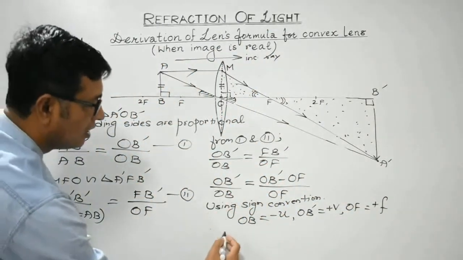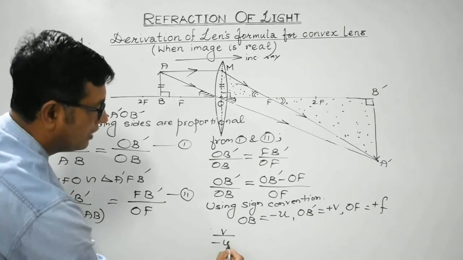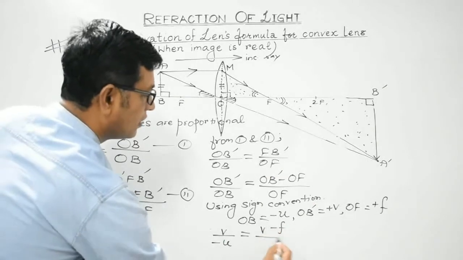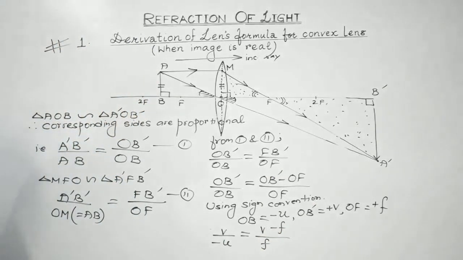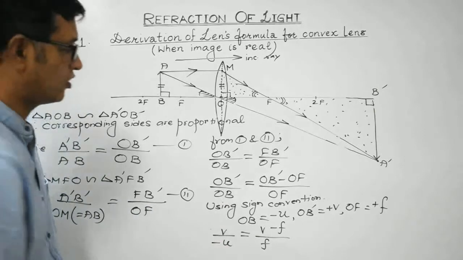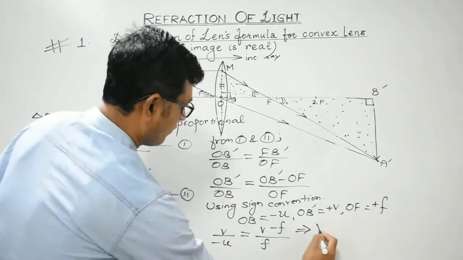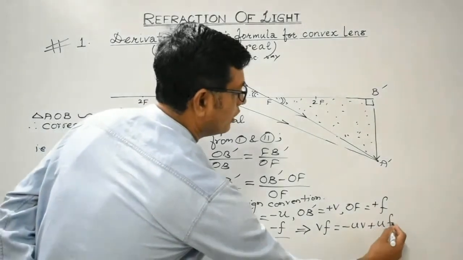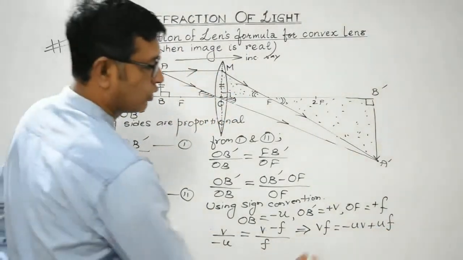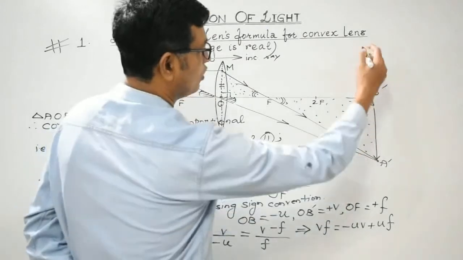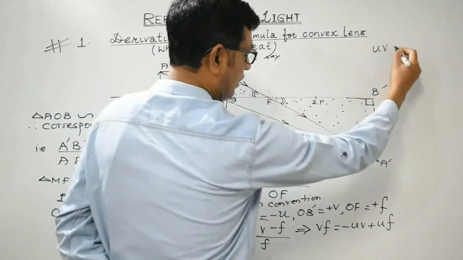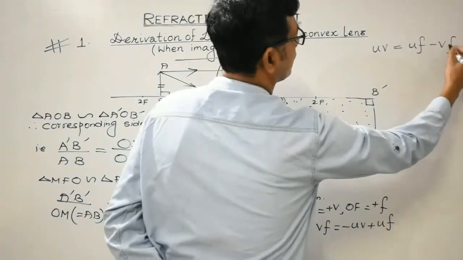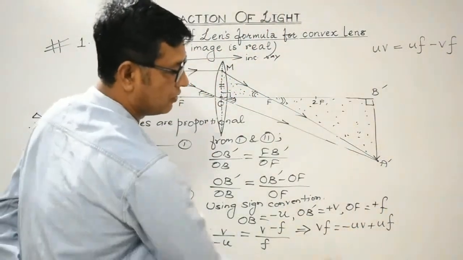So what we get is V divided by minus U is equal to OB dash, that is V minus F divided by F. You can cross multiply it. Let's check it out. So what do you get is VF is equal to minus UV plus UF. So still further, what we'll do is let's rearrange the terms. So we get UV is equal to UF minus VF. Simply rearrange the terms, right?